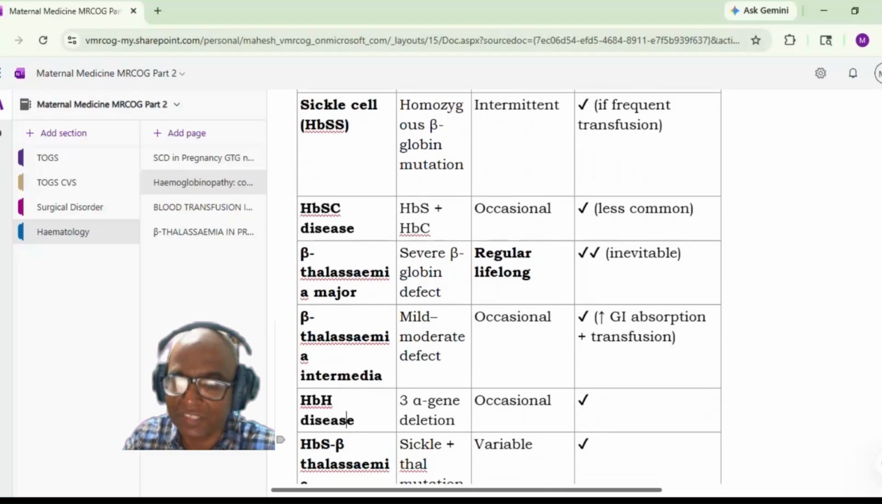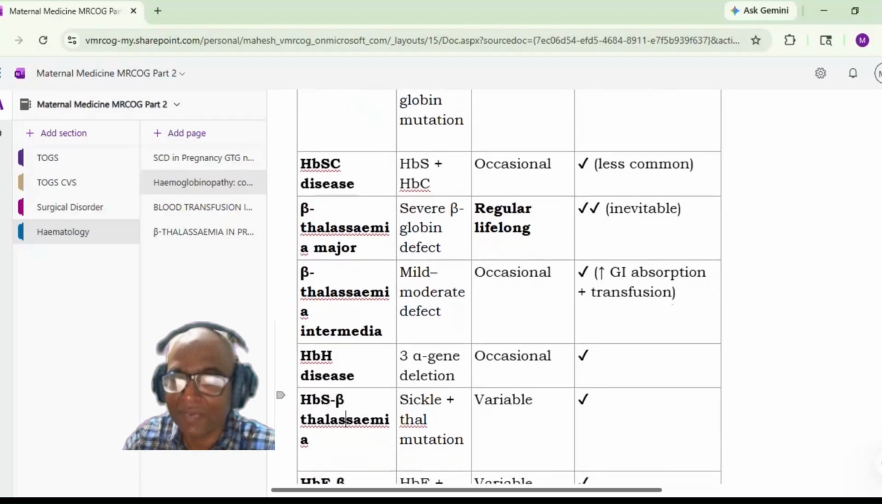Third is HbH disease. HbH disease is alpha thalassemia. There are three alpha gene deletions. This also requires occasional transfusion. So iron overload risk is there, but less common as compared to beta thalassemia. Then we have HbS beta thalassemia. Now this is also a heterozygous condition. You have HbS also, you have beta thalassemia also. So there is a sickling plus thalassemia mutation. Again, transfusion requirement is variable. So iron overload is there, but not like beta thalassemia major.